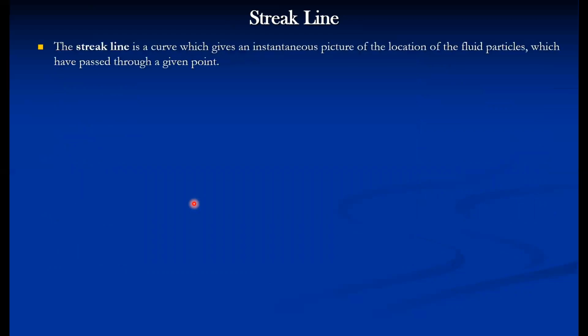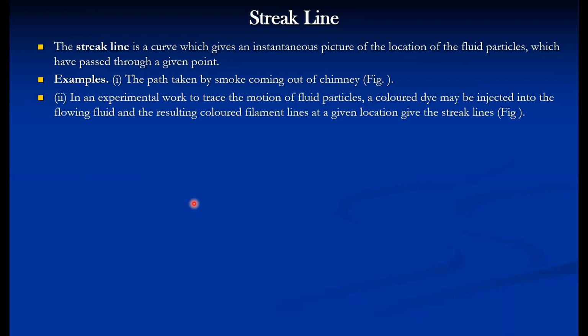Then the third line, that is the streak line. This is actually a curve which gives an instantaneous picture of the location of the fluid particles which have passed through the given point. The path taken by smoke coming out of a chimney is an example, because in order to visualize the flow, these streak lines are used. It may be applicable for any experimental work.